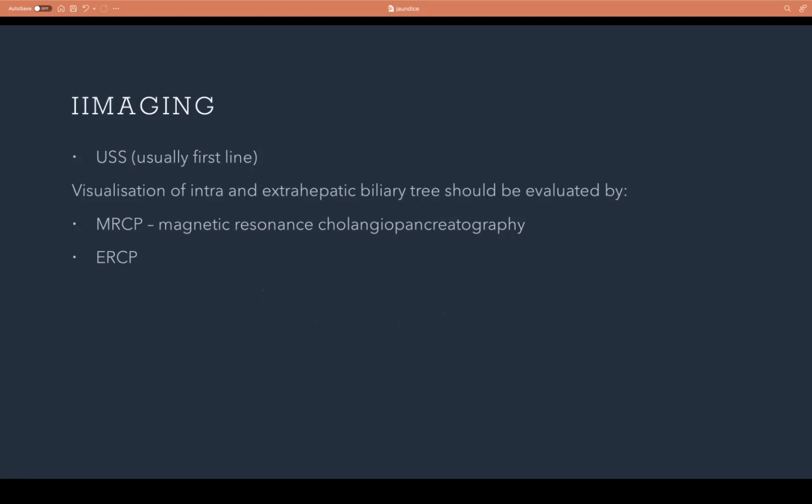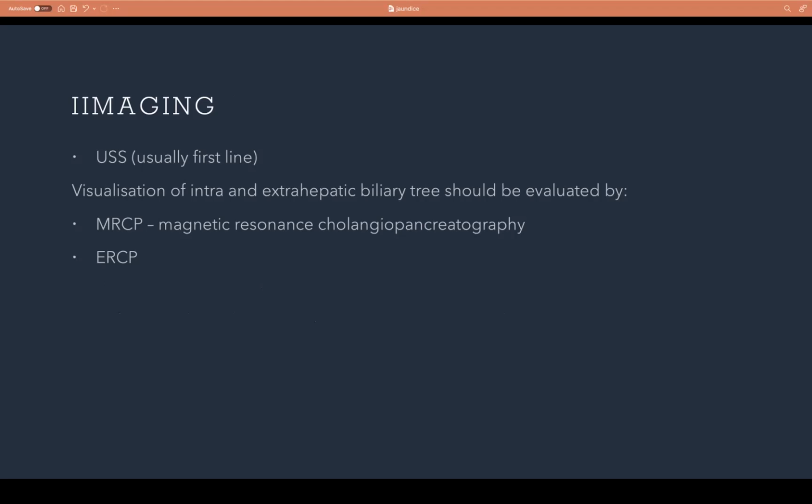In terms of imaging, ultrasound is usually our first line. It's cheap, it's non-invasive, and it's easy to use. It does have its limitations in terms of visualizing, but it's our first line because it's relatively easy to do. And it can give us a good idea of whether there is any obstruction, and gives us a good imaging of the liver itself.